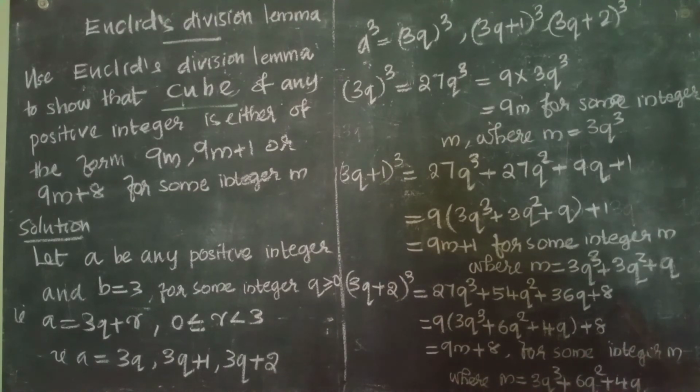So you leave that plus 8. From the remaining you take 9 outside. 9 into 3q cube plus 6q square plus 4q, plus 8. We can replace 3q cube plus 6q square plus 4q as m. So we get that is equal to 9m plus 8 for some integer m, where m equal to 3q cube plus 6q square plus 4q.